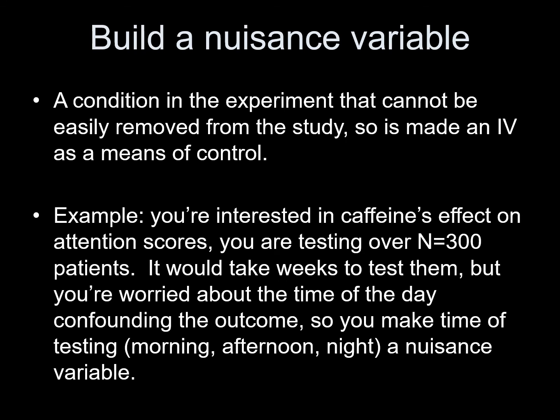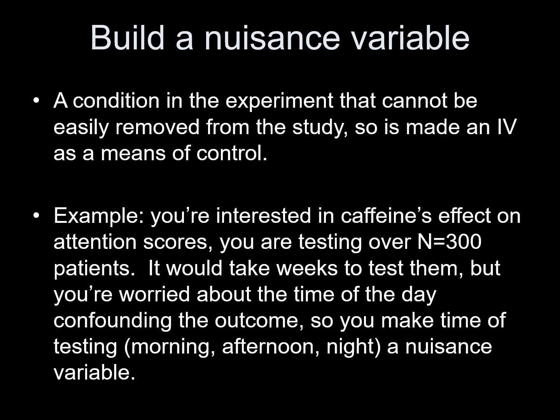Another thing you can do is build a nuisance variable. This is a condition in the experiment that cannot be easily removed from the study, so it's made an independent variable as a means of control. The example here is that you're interested in caffeine's effect on attention scores. You are testing an N of 300 patients, so it would take weeks to test them, but you are worried about the time of day confounding the outcome.